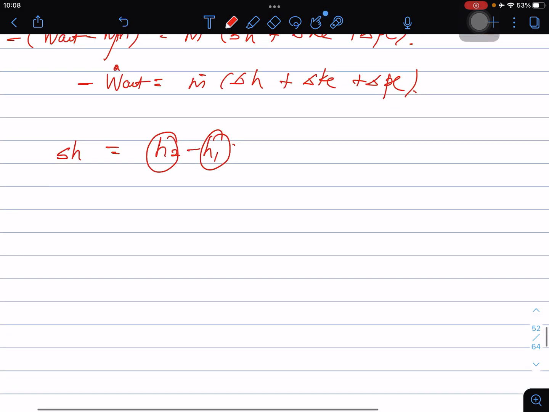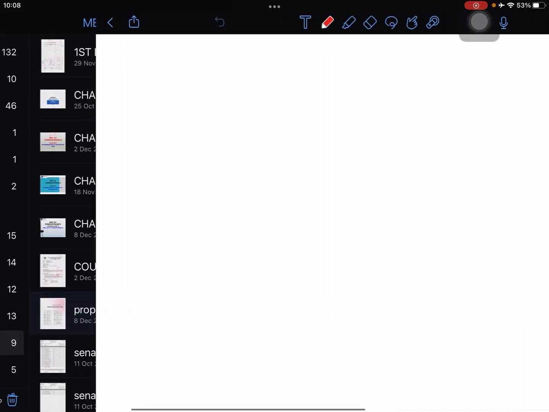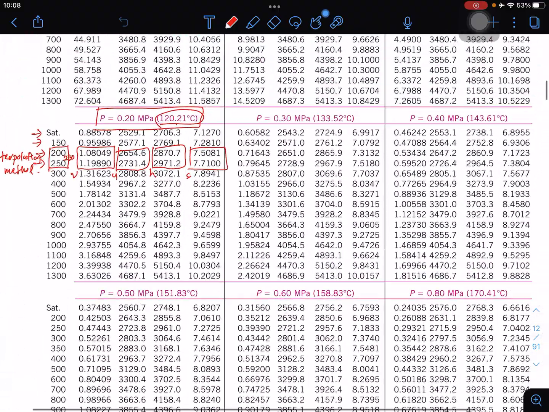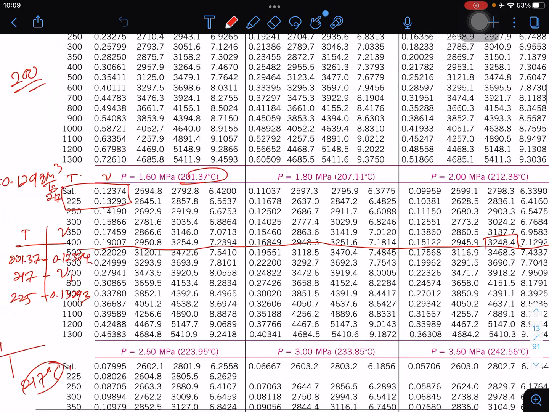Now, to find the value of H1, this is based on the superheated table, which is table A6, because this is superheated vapor, while state 2 basically is a mixture. So we need to refer to table A4 or A5. Now find H1 through the property tables for a value of 2 MPa and 400 degrees Celsius. We look at table A6 because it's superheated vapor. So 2 megapascal here, with a temperature of 400.